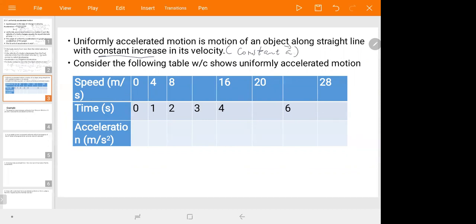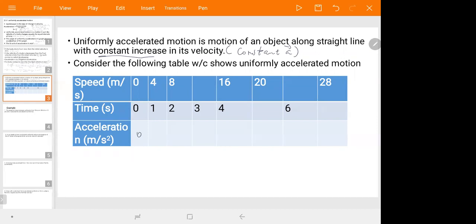For example, consider the following table which shows uniformly accelerated motion, okay? The table is visible for you, I think, for all of you. Yes, it is visible. Therefore, look, when the time is zero, speed was zero.